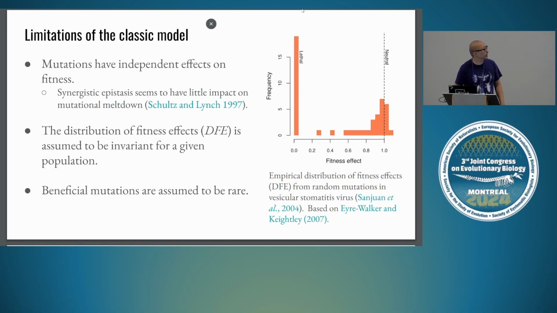This is just a quick diagram of empirical measurement of the distribution of fitness effects for vesicular stomatitis virus, and I realize that there's much more recent stuff out there now, much richer data sets, but this is just showing that everything's clustered around 0, having no effect, lots of lethal mutations, and a very small number of beneficial mutations.